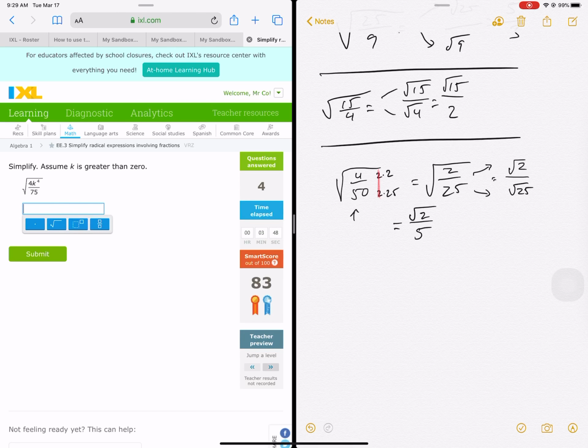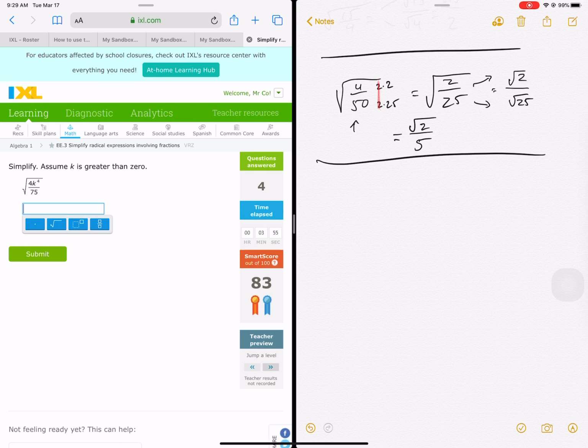So if we take a look at this problem here, let's go ahead and do what we were going to do before. 4k to the 4th power over 75. We'll break this up into two square roots: the square root of 4k to the 4th power on top and 75 on the bottom. Do we know what the square root of 4 is? That's just 2. Do we know what the square root of k to the 4 is? 1, 2, 3, 4. Hey, we do have two pairs. That's k squared, because we have two of them, all over.